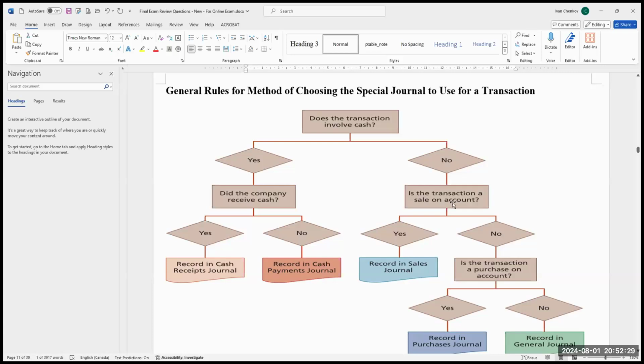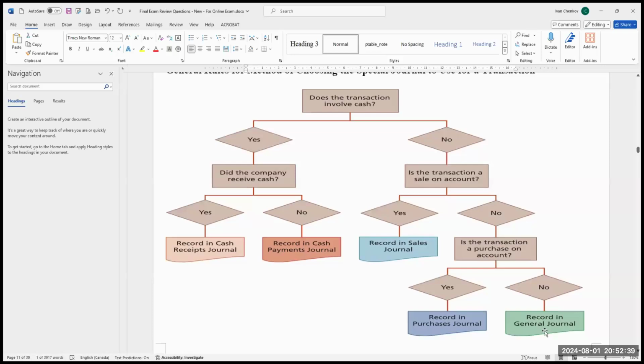Is the transaction a sale on account? No, it's not. Is this transaction a purchase on account? No, it's not. It's a return. So where do I have to go? To the general journal. And from the general journal, I have to make the correction entry. That's how you should read this information.